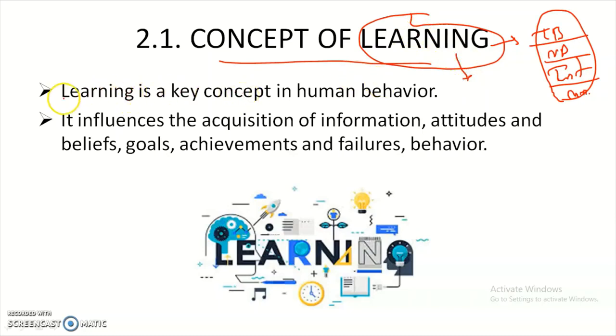Here, learning is a key concept in human behavior. If we learn properly, for example, even from mythological books, we learn something about how to behave, how to talk, how to exist and how to spend our life. Anyhow, learning is a key concept in changing human behavior, and learning strongly influences the acquisition of information and attitudes, and it influences our beliefs, goals, achievements, failures and behavior.